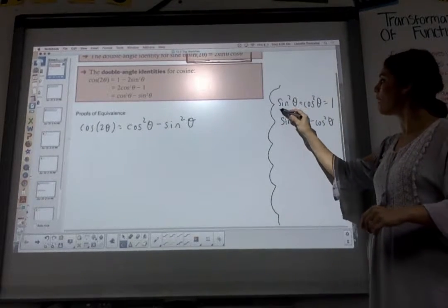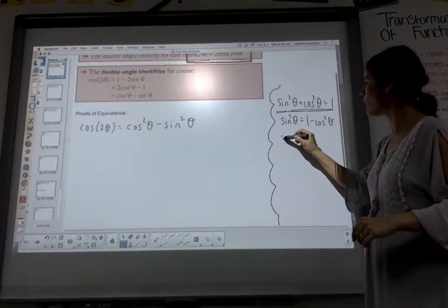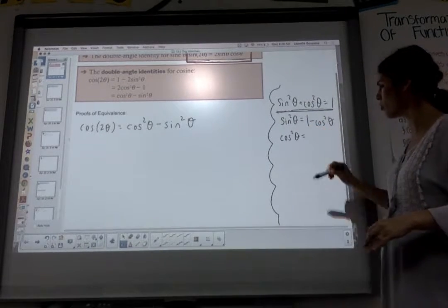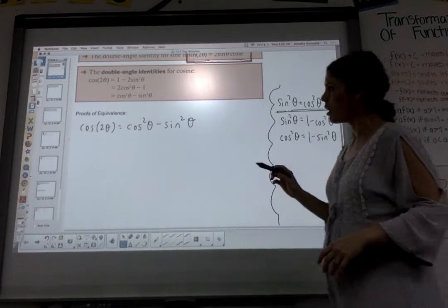And if I manipulate this main equation, the first one, right? This one. If I manipulate that equation and solve for cosine squared, who is cosine squared equal to? 1 minus sine squared. Very good. Leave it right there. Okay, so now let's come back.